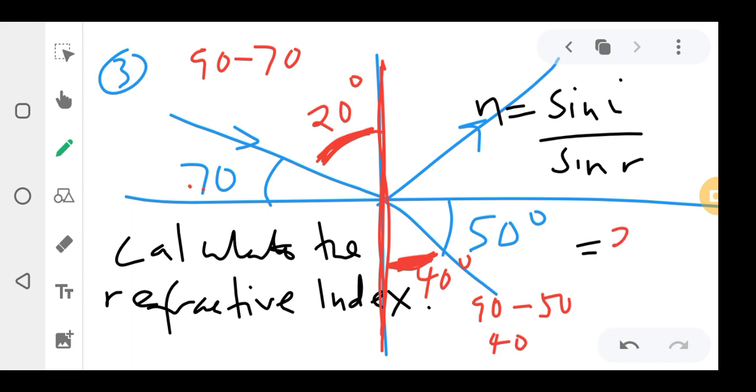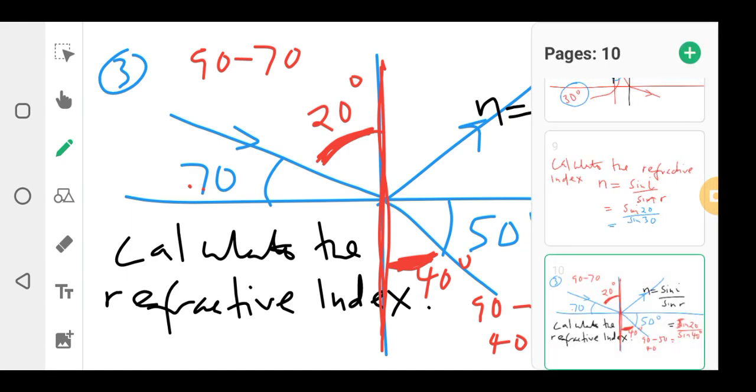So sine 20 degrees over sine 40 degrees is equal to, then you punch on the calculator, sine 20 divided by sine 40. That's the answer you write. That's how you deal with these angles, guys. This is exactly how you deal with these kinds of questions.